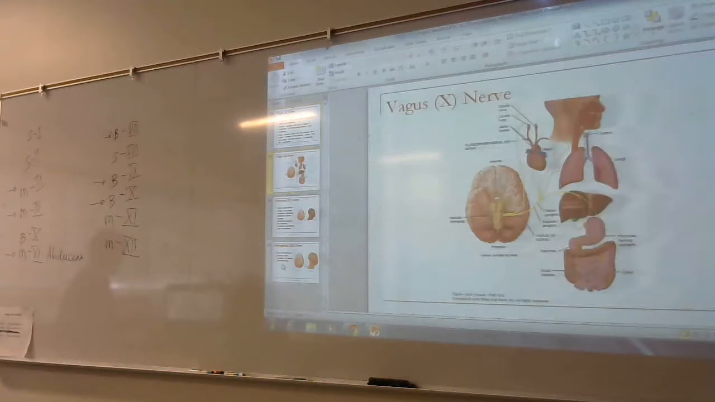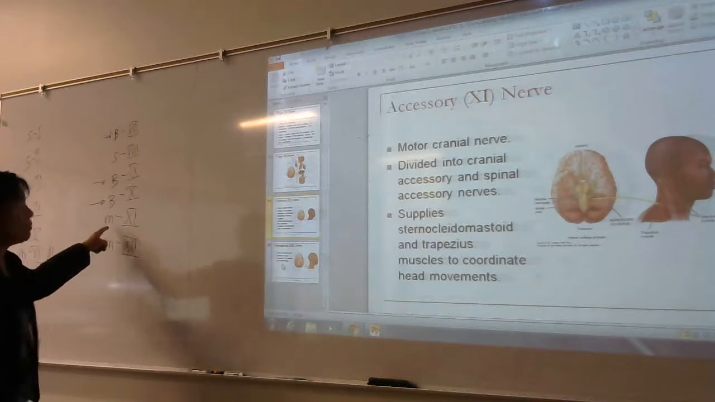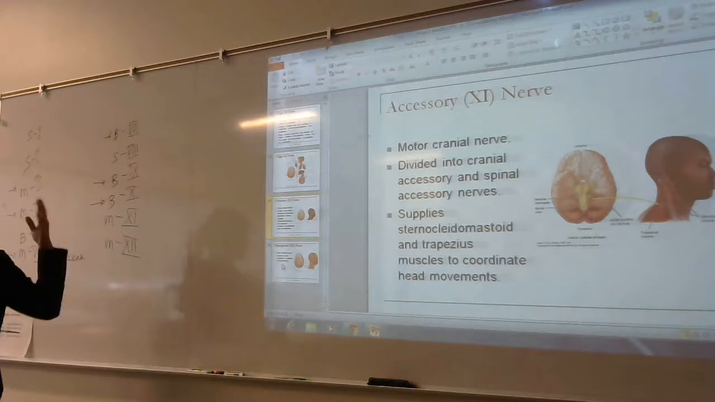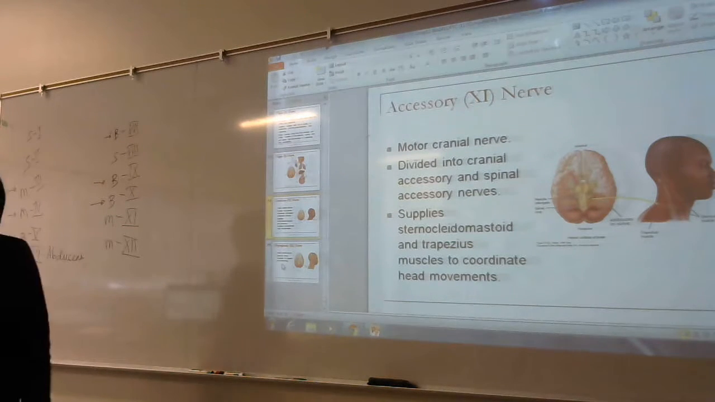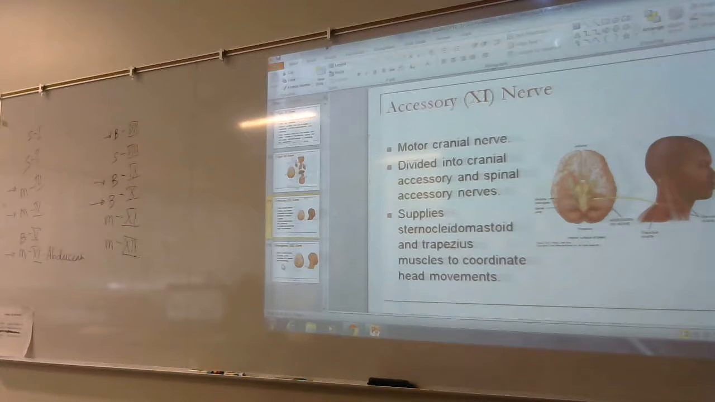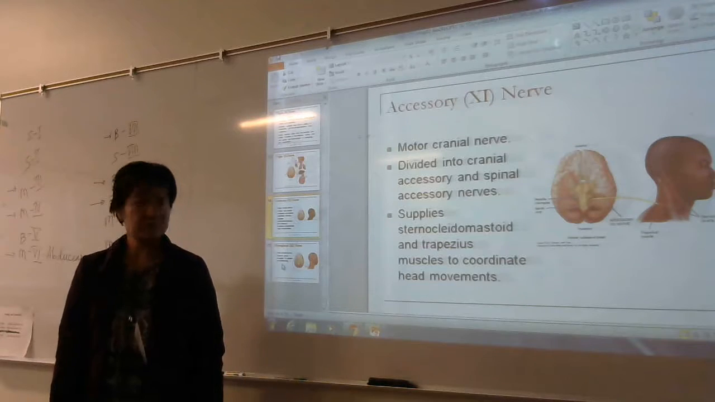Number 11 is your spinal accessory nerve. This is the one that moves the muscles of the neck. It's motor only, so you're able to go like this or like that. You say to the patient, raise your shoulders against pressure. You put pressure down, and if they're able to raise both right and left, you know that this is working. See the muscles? Trapezius.